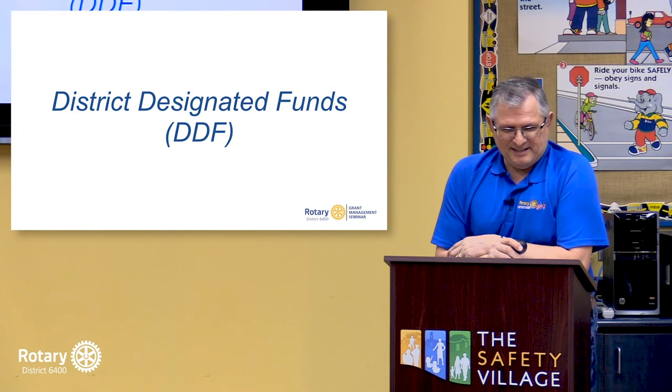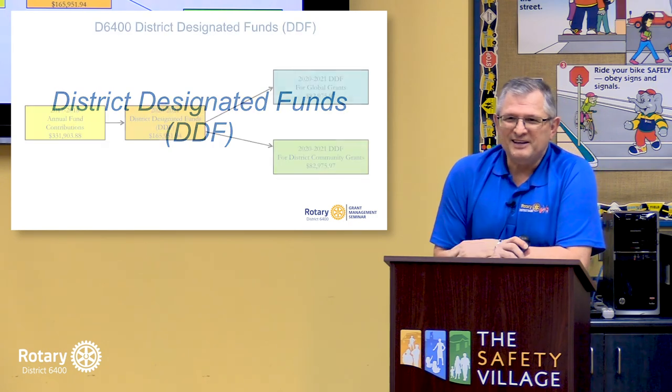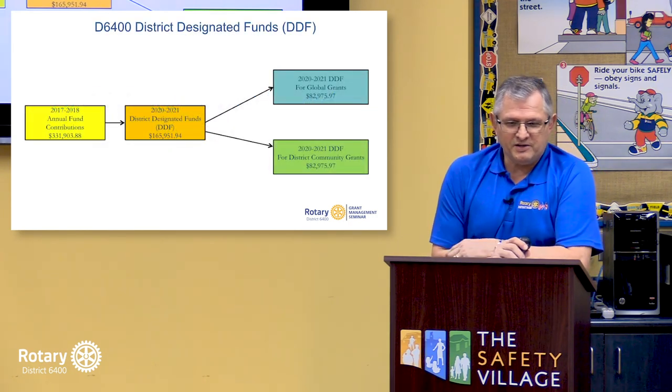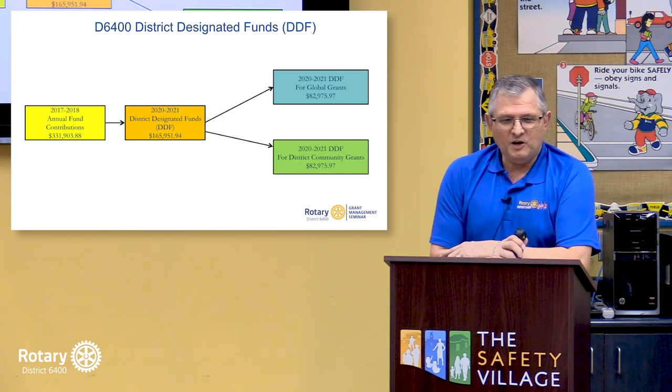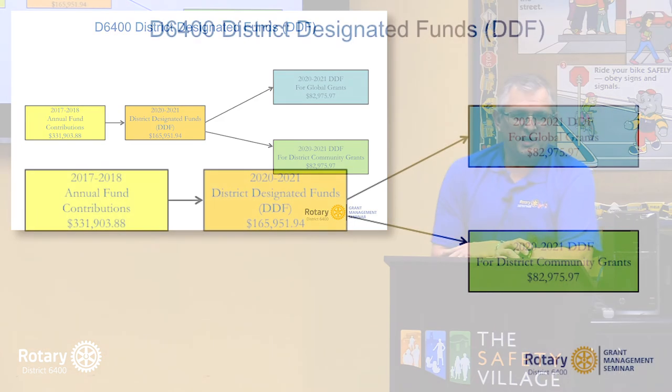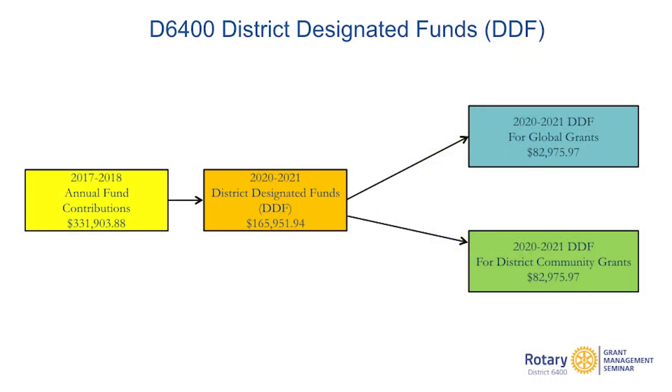District Designated Funds, DDF. Remember that. We always say DDF, we're talking about District Designated Funds. In the yellow box on the side, you will see that 3 years ago, or 2.5 years ago, my year as governor, we raised a total of over $331,000. By raised, I mean that Rotarians like yourselves have given money to the annual programs fund of the Rotary Foundation to a total of $331,000. That's 3 years ago. That money sits in the bank for 3 years.